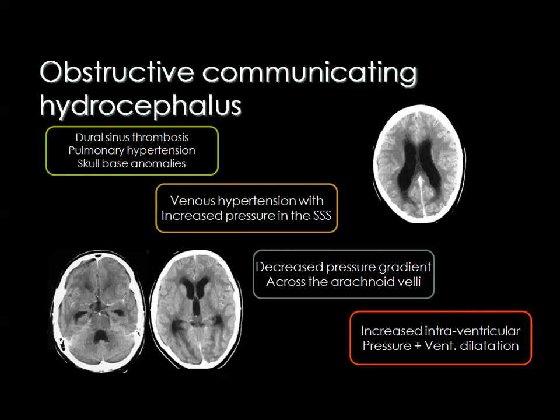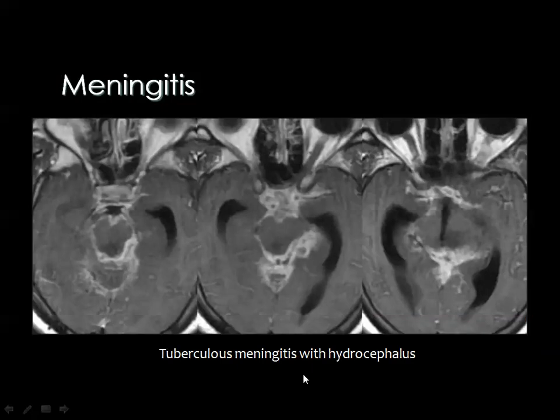Then obstructive communicating hydrocephalus means that there is a problem in CSF absorption and drainage via the arachnoid villi or within the venous side. And this is an example of basal meningitis. This patient is injected with contrast, and you see enhancement in the basal cisterns, enhancement in the quadrigeminal cistern, enhancement in the superior cerebellar cistern, and enhancement of the meninges also. Then this will be meningitis.